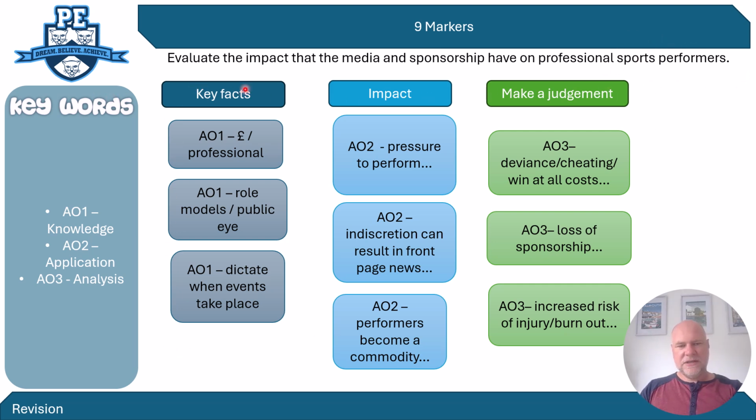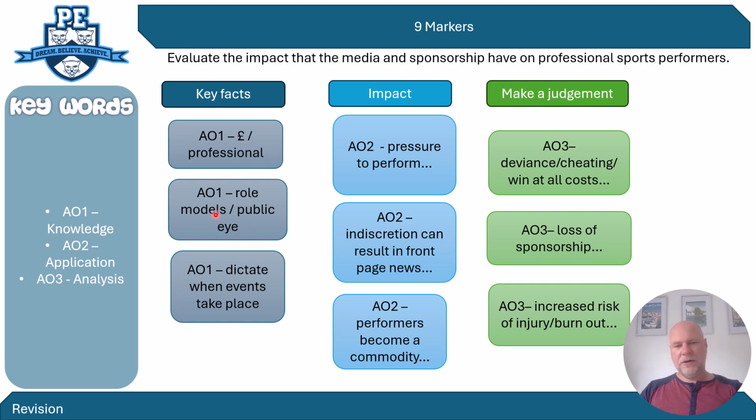So that's AO1. The AO2 would be what's the impact it has. If we're looking at the money and the professional side of it, this increases the pressure to perform, to stay at their top level game, pressure from coaches. And then if we went straight to the AO3 point, we've got the links to the judgment we can make. So that pressure and the money can lead to them becoming more deviant and cheating or showing a win-at-all-costs attitude to maintain their standards because they're trying to meet their pressure and keep their money.